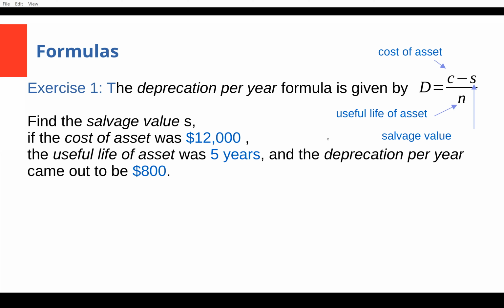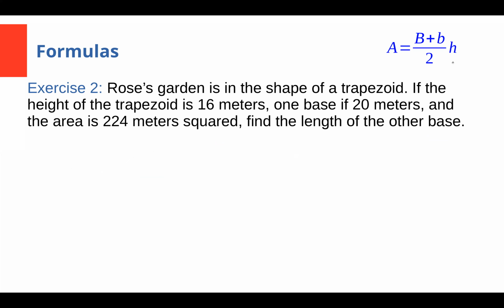I didn't record the solution of this problem, but the answer is 8,000. I apologize for that. So this is the next question. Rose's garden is in the shape of a trapezoid. We are given the formula for the area of the trapezoid. A stands for the area, the uppercase letter B stands for the larger base, the lowercase b for the smaller base, and h is the height of the trapezoid.